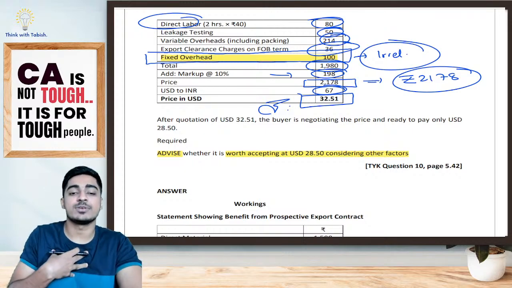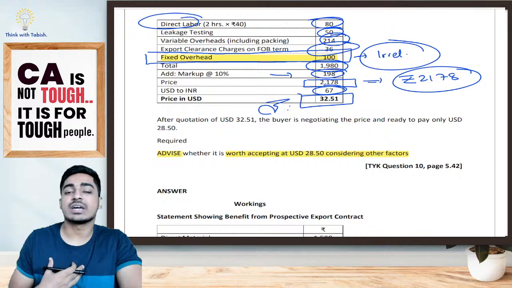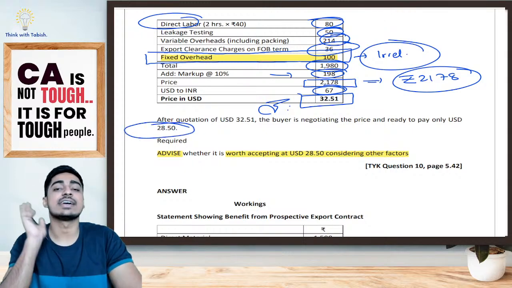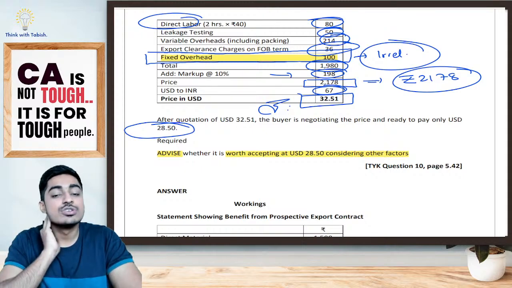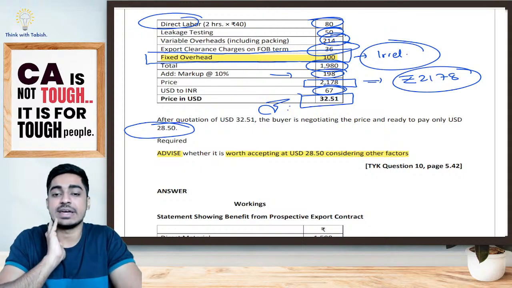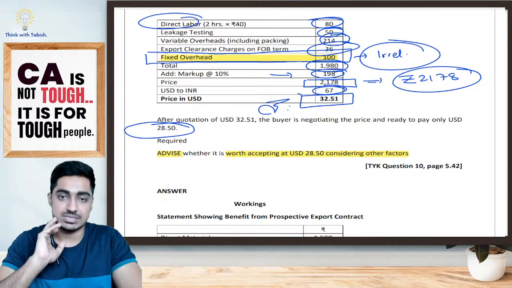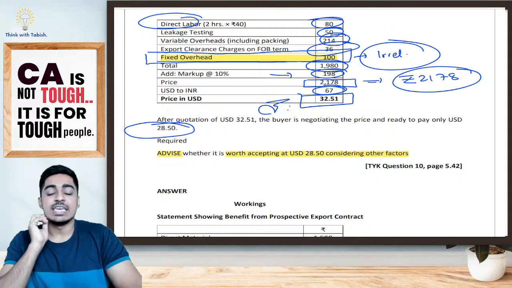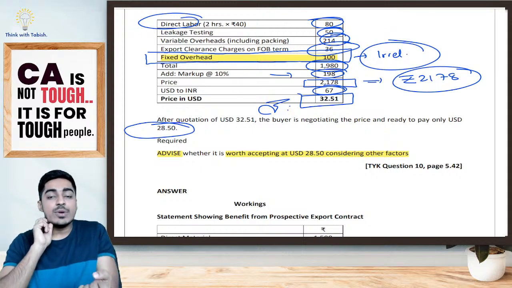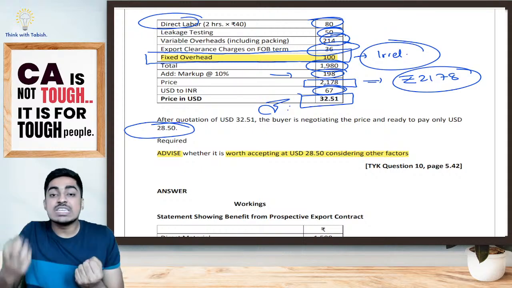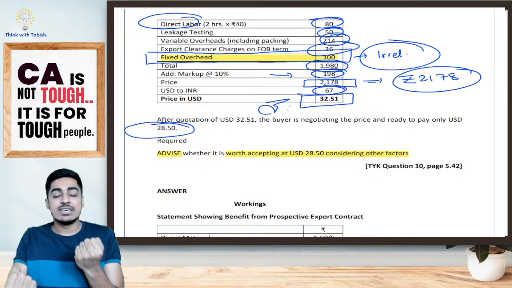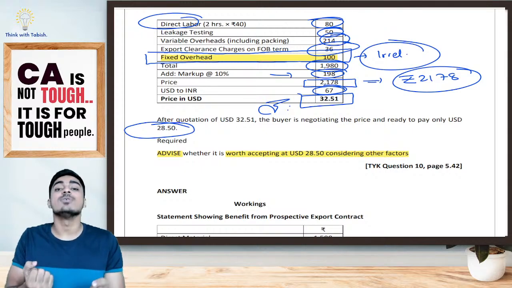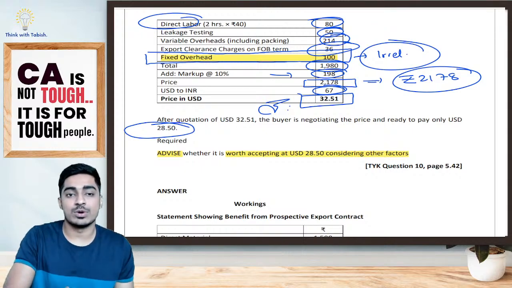N2 has quoted $32.51. But what customer is willing to pay? Customer is telling, if you give it to me at 28.5, I will accept. Otherwise, Tata bye-bye. We need to see whether we should accept at $28.5. So how do we see? It is a special price order. So we'll see if we accept how much revenue we'll be getting, $28.5. If we accept how much relevant cost will be incurring, we will see. We will compare. If relevant price is more, we will accept. Relevant cost is more, we will not accept.